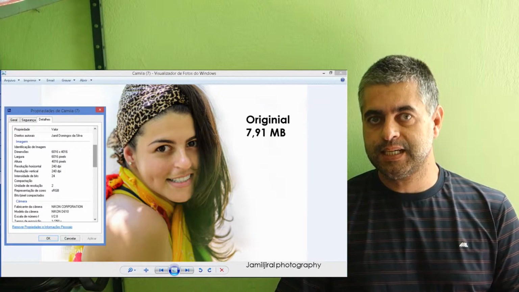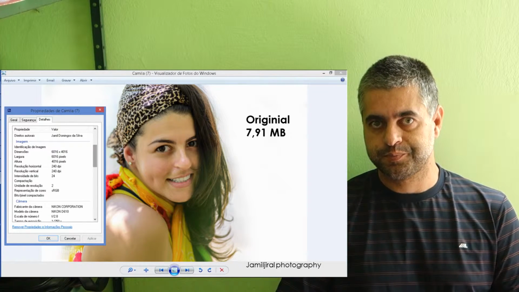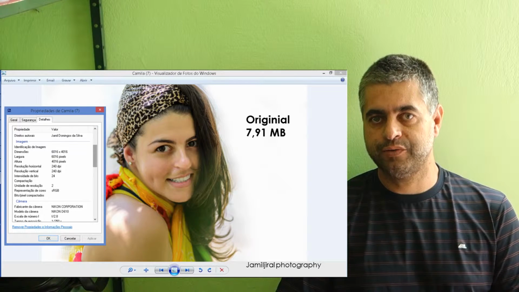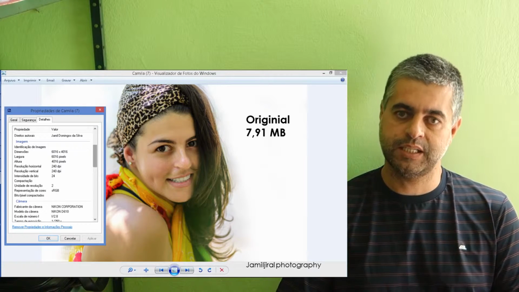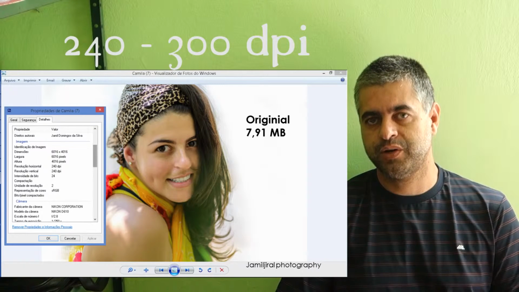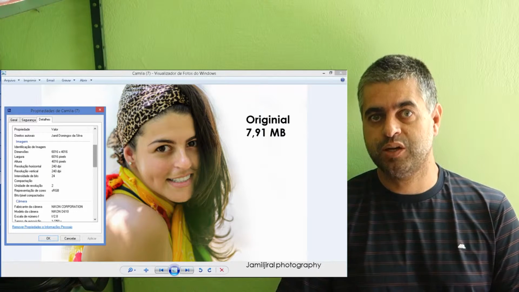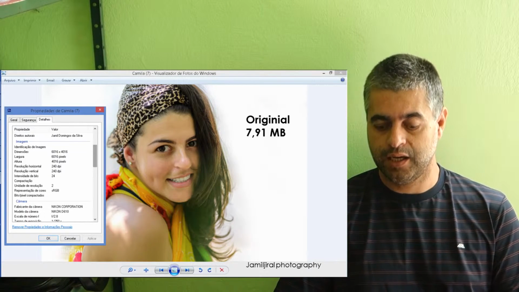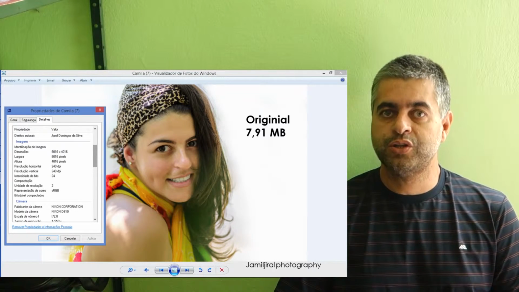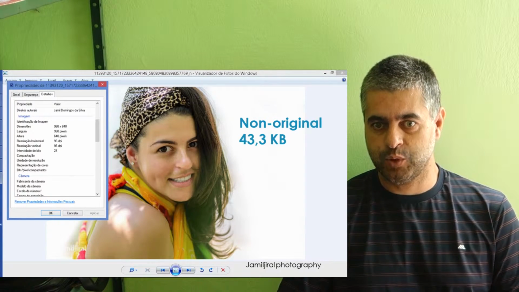This is very interesting because the recommended dpi for printing a picture is between 240 and 340. You can print a picture easily, and with this original picture here, you can do that. Well, let's compare it with the non-original picture, the picture that I downloaded from Facebook.